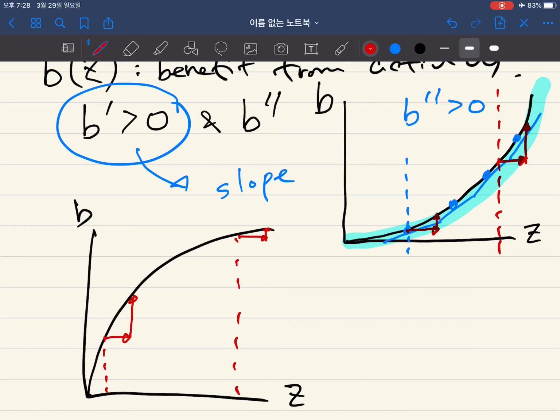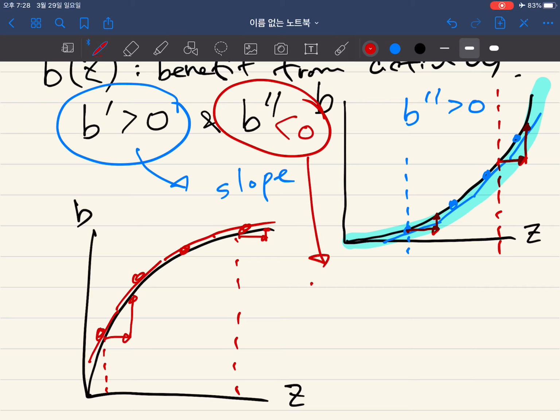So in this case, as you can see, what's happening to the slope? Slope is getting smaller. So b double prime is negative. And if b double prime is negative, we say original function is a concave function.